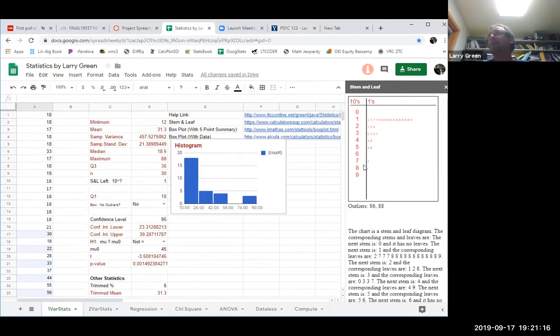The drawback of the stem and leaf, there's 2 drawbacks. One is number phobes can't handle it. You know what a number phobe is? Sorry. Number phobes can't handle it. Okay, that's people who hate numbers.